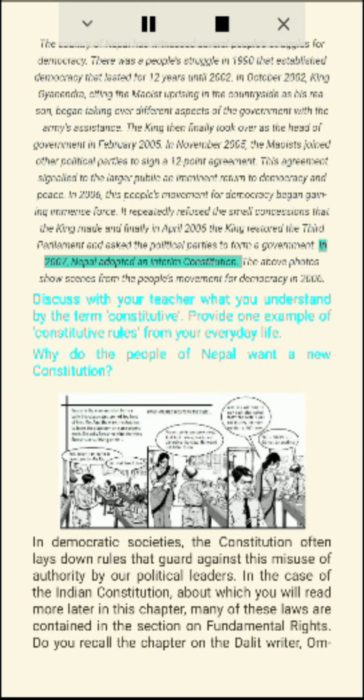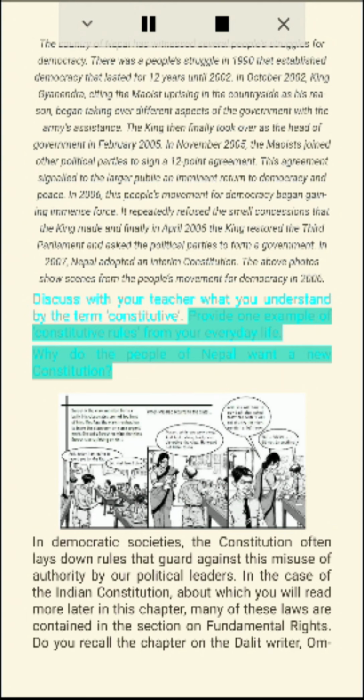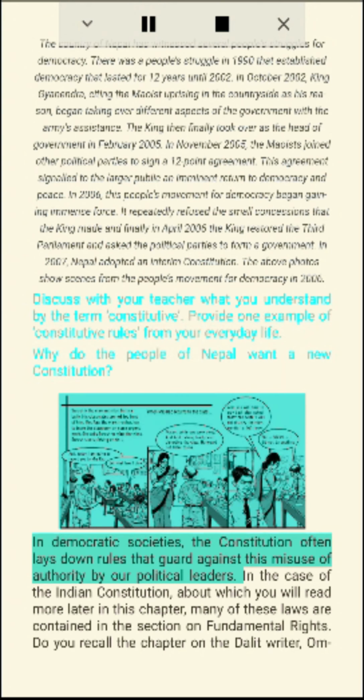In 2007, Nepal adopted an interim constitution. The above photos show scenes from the people's movement for democracy in 2006. Discuss with your teacher what you understand by the term constitutive. Provide one example of constitutive rules from your everyday life. Why do the people?